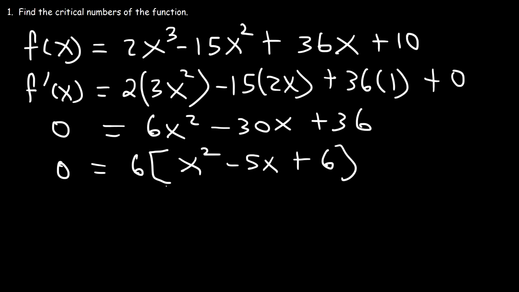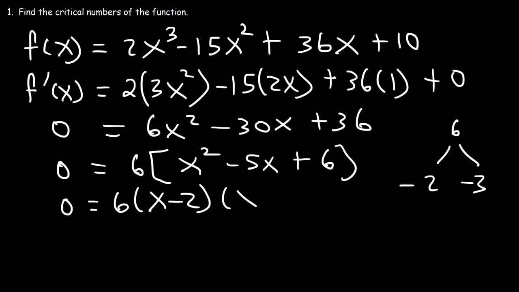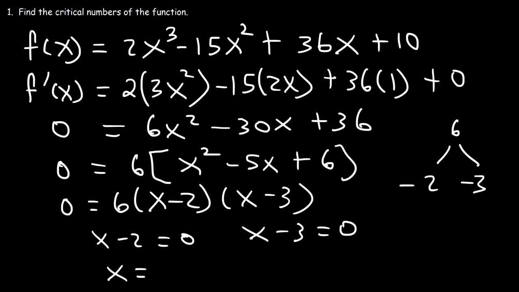So now we need to factor this trinomial. What two numbers multiply to 6 but add to -5? 2 times 3 is 6, but negative 2 plus negative 3 adds up to negative 5. So it's going to be x minus 2 times x minus 3. Now we need to set each factor equal to 0. And so we're going to get two answers, 2 and positive 3. So we have two critical numbers in this particular example.